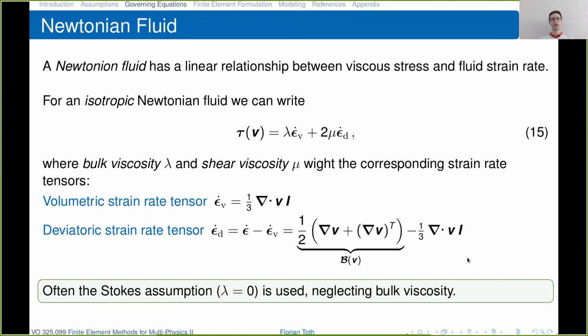What is often used here is the Stokes assumption. So we set the bulk viscosity to 0, so we completely neglect it. Then we arrive at the simplest possible model, which is a 1-parameter model to describe the viscous stress tensor as a function of the strain rate.